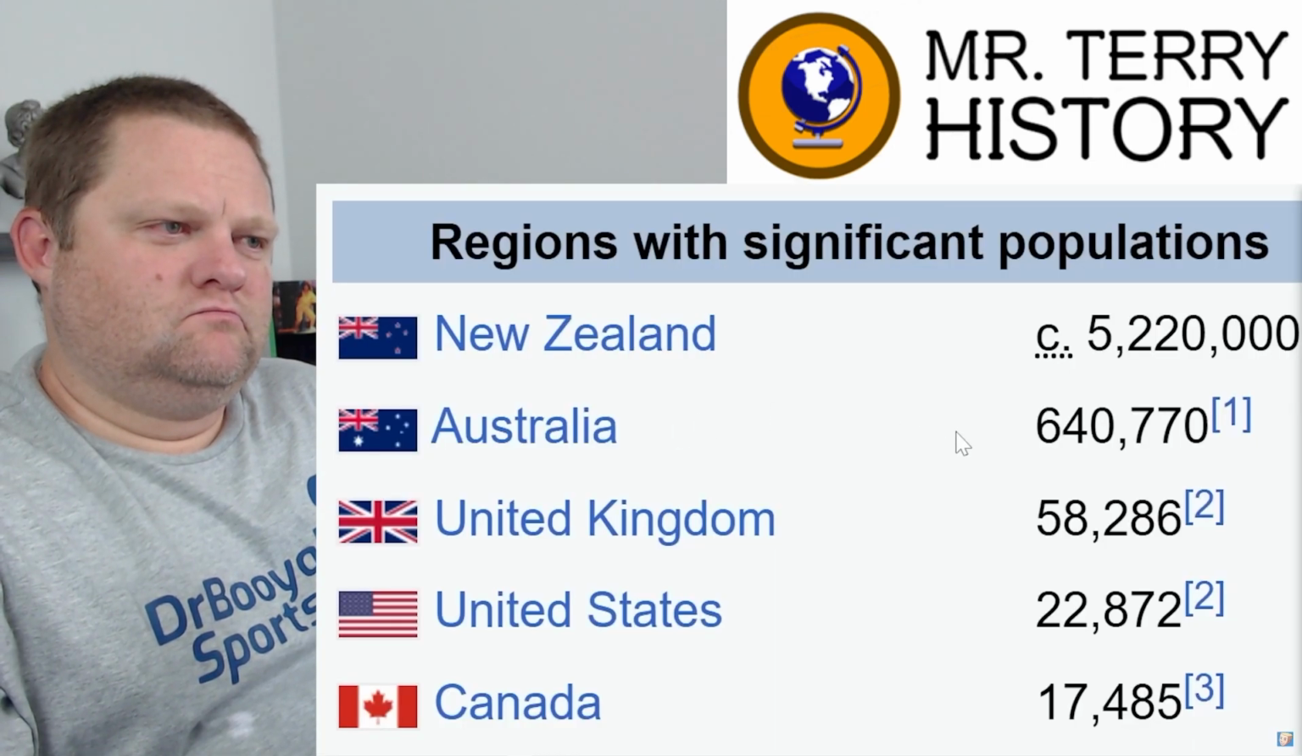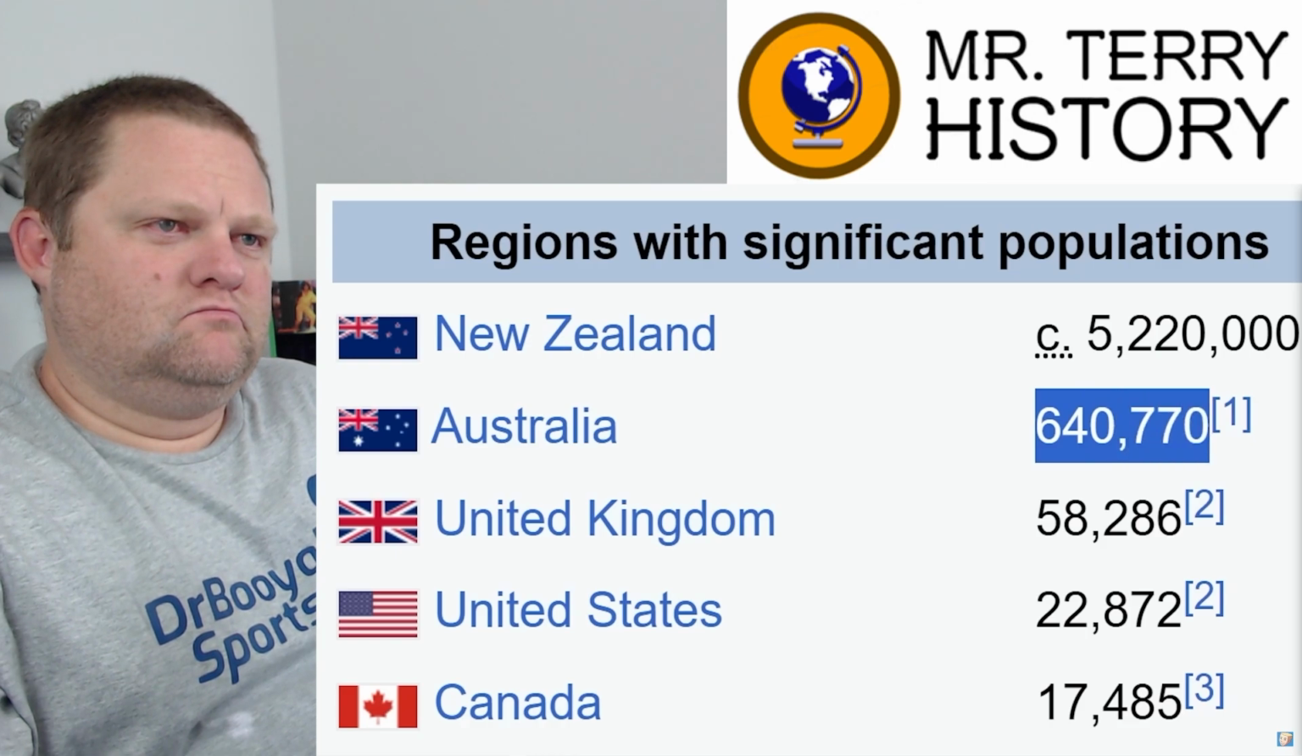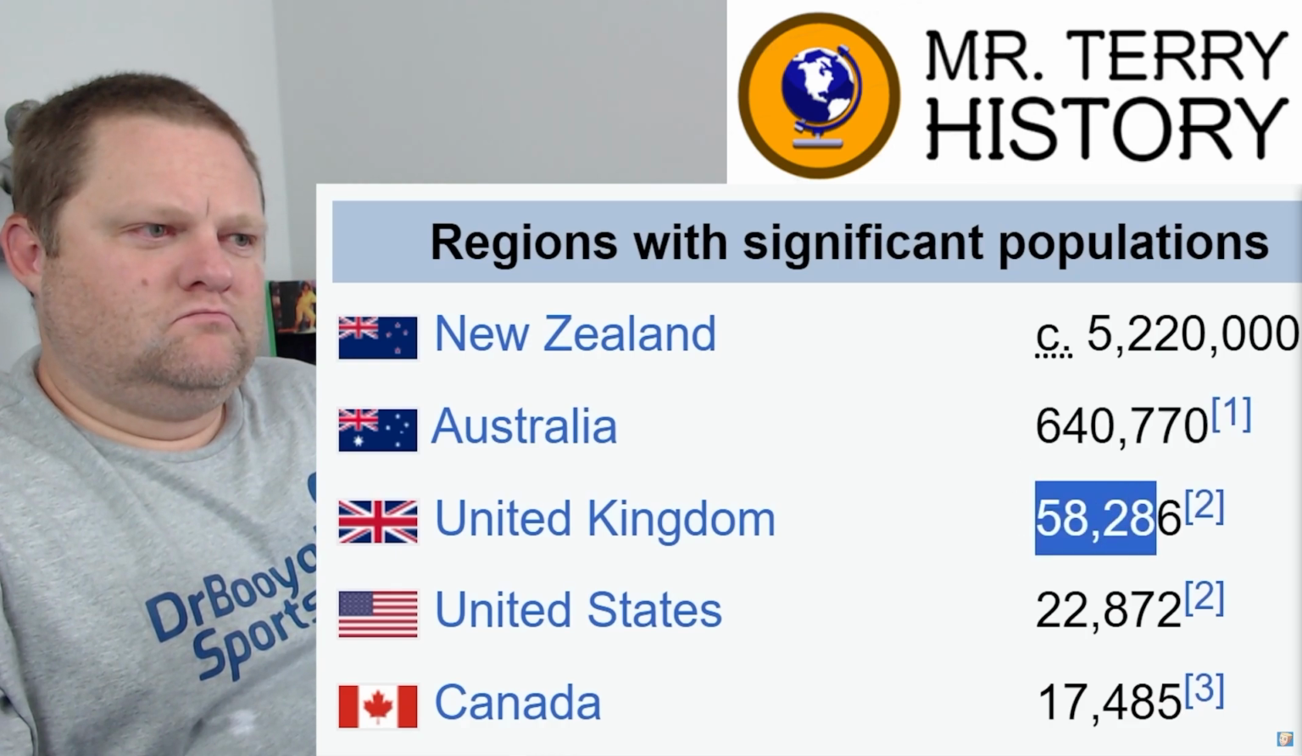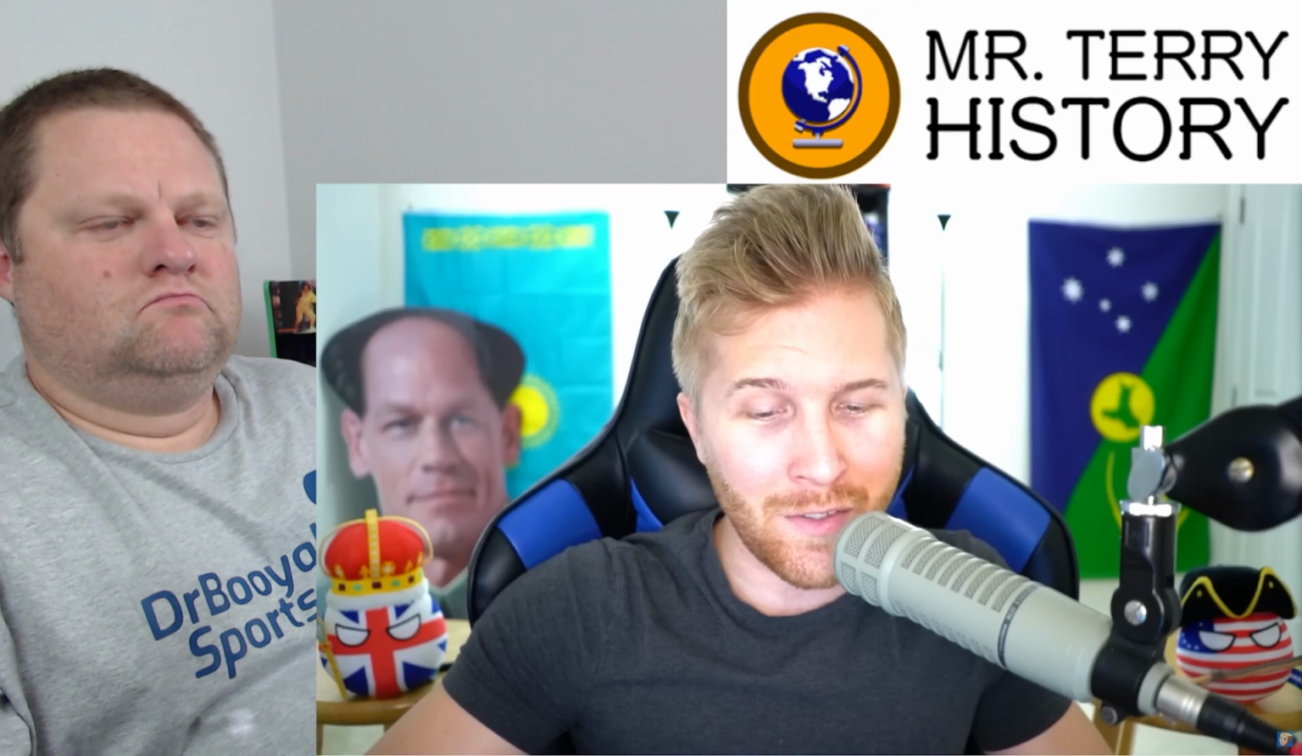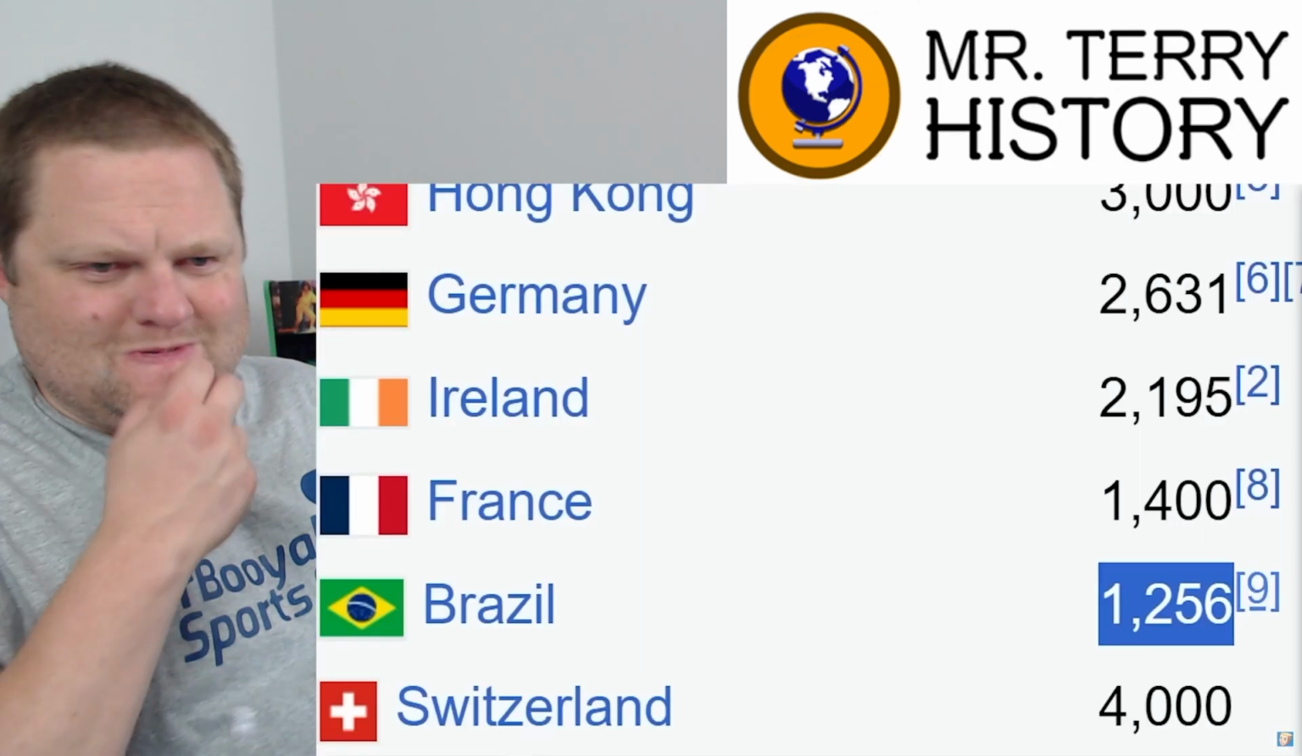Look at that drop off though. 600,000 New Zealanders in Australia, then you have to go to 58,000 in the UK. That's significantly less. Oh, there are only possibly 1,200 in Brazil.